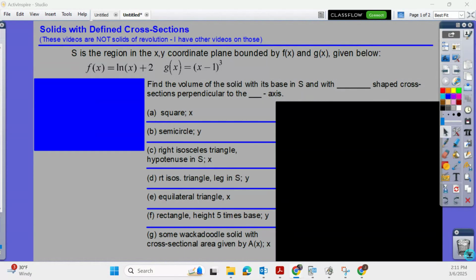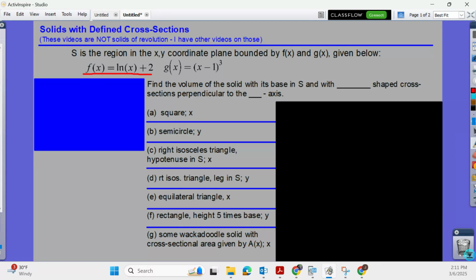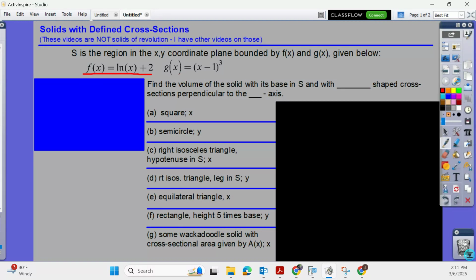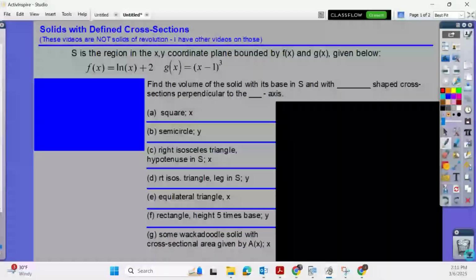So the problem we're going to look at involves these two functions shown here, the functions f of x and g of x. F of x equals the natural log of x plus 2, and g of x equals x minus 1 quantity cubed. My first thought when I see these functions, and maybe it's because I wrote the problem and was planning this, is, hey, I think those are both one-to-one functions.